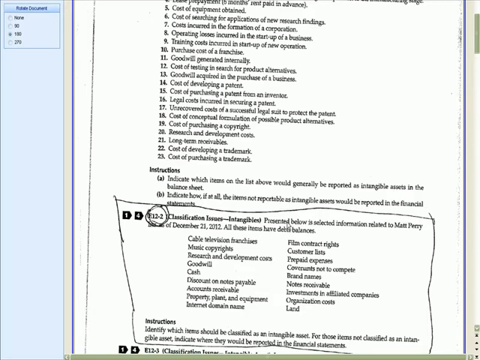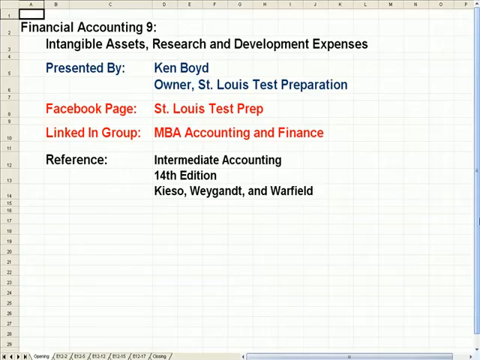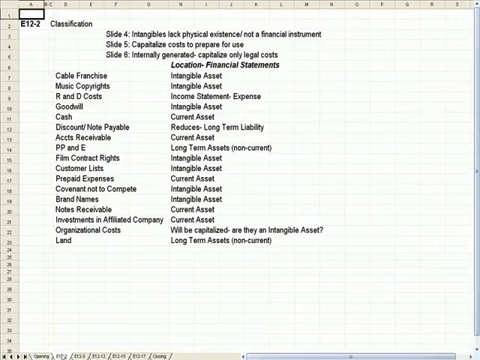So it says presented below is select information related to a company. They all have debit balances, so if they're assets, their normal balance is a debit balance. What the student is asked in the question is to identify which items should be classified as intangible assets, and for those that aren't, tell us where they would be reported in the financial statements. So let's go back to the answer to that question.